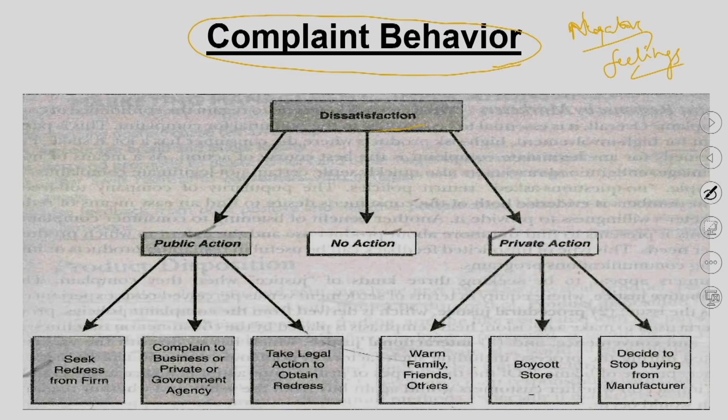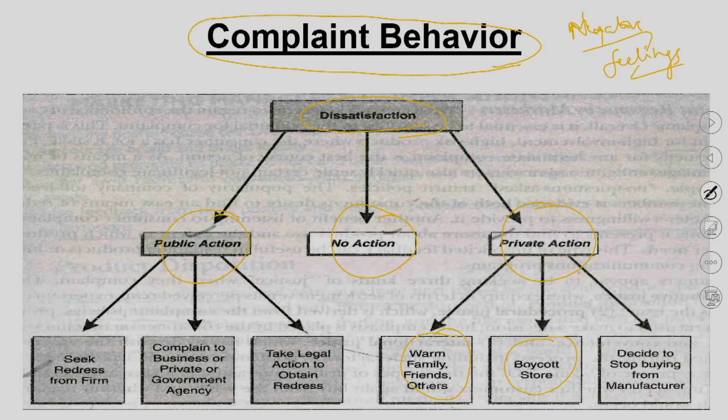So this dissatisfaction that I was talking about can go three ways. This complaint behavior has three ways of going. The consumer can take a public action, the consumer can take no action, or the consumer can take a private action. Now in private action, the consumer can warn family and friends about the others, so that is word of mouth. He can boycott the store altogether. So these are private actions where the consumer has not complained.